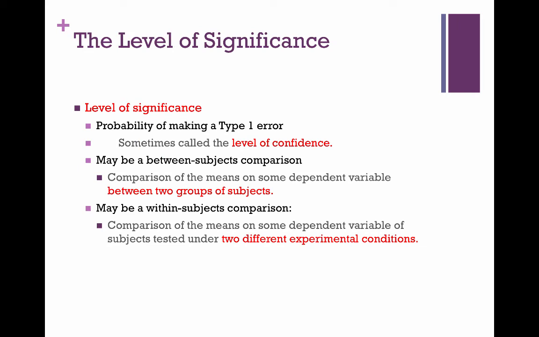This is important, the level of significance. The level of significance is the probability of making a type 1 error. It's sometimes also referred to as the level of confidence. It could be a between-group comparison of the means on some dependent variable between the two groups of subjects, or it could be a within-subject comparison, a comparison of the means on some dependent variable of the subject tested under two different experimental conditions.